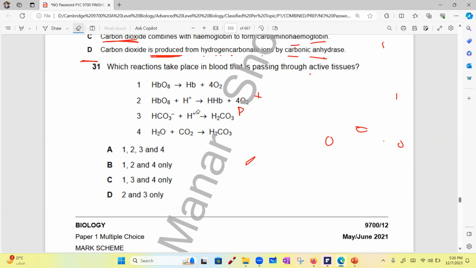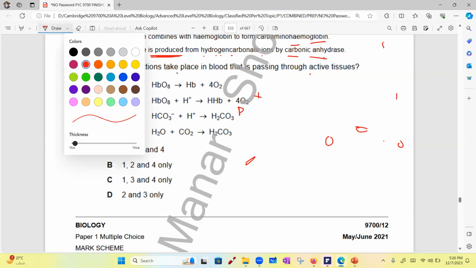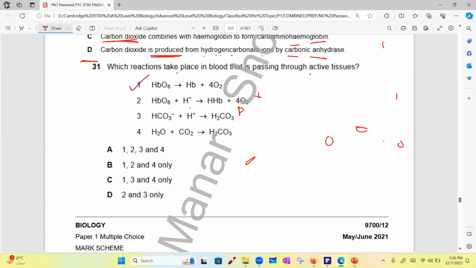One is correct. Let me see. Hemoglobin will dissociate. Yes, of course. At the active tissues, I would release oxygen. So 1 is correct. Now 2. I have oxyhemoglobin. It will find the hydrogen. It will leave the oxygen and bind with the hydrogen. Is this right or wrong? It's correct. Okay. 3, hydrogen carbonate plus the hydrogen ions will give me carbonic acid.